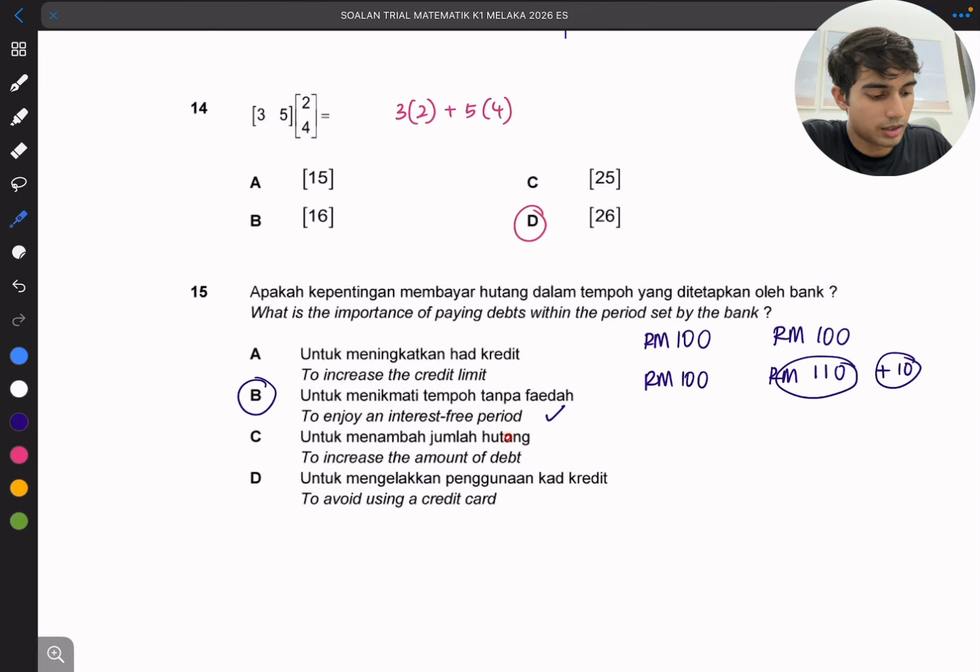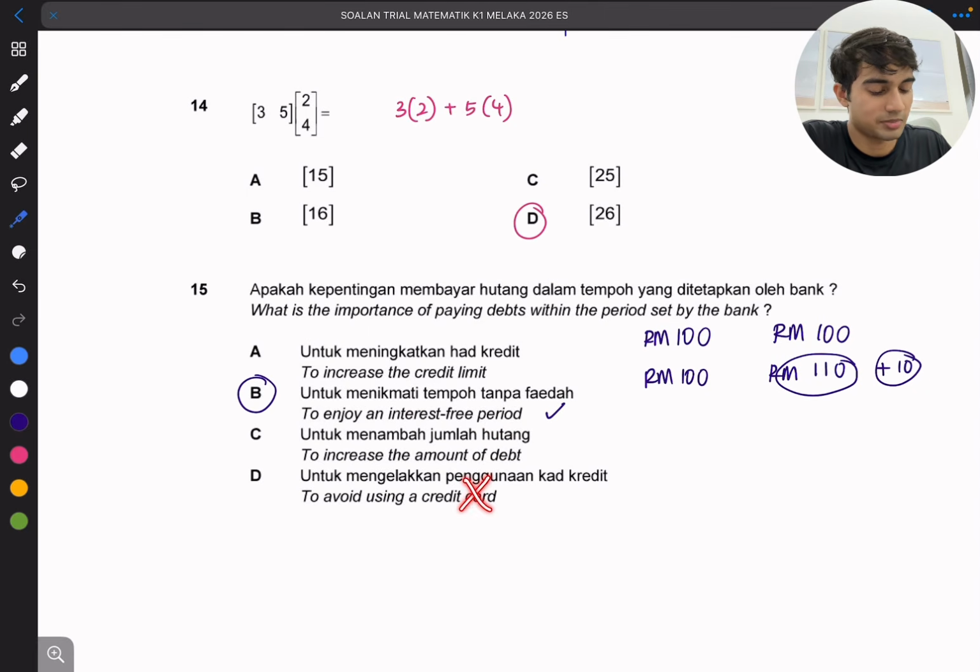Increase amount of debt? No, this is bad. To avoid using a credit card? No. Nothing to do with this. So answer is B.